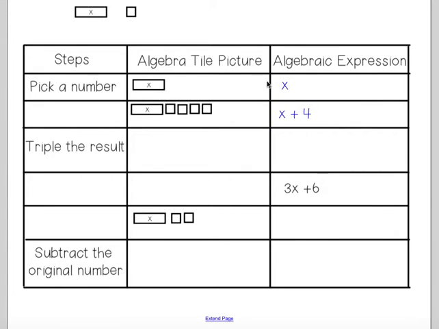So then we're looking, how did we get from this algebra tile picture to this one? How did we get from X to X plus 4? Our step then is add 4.